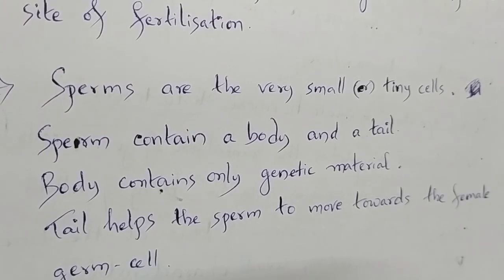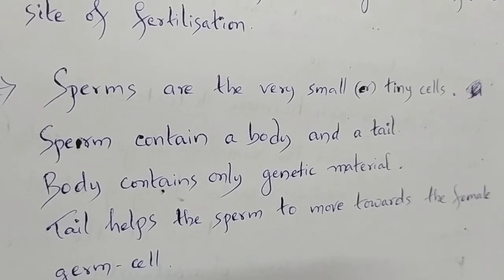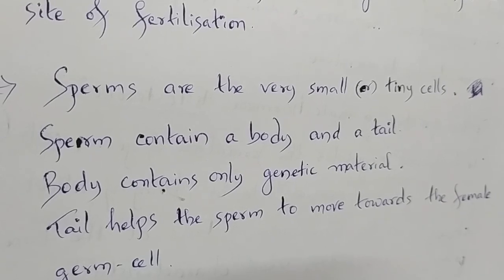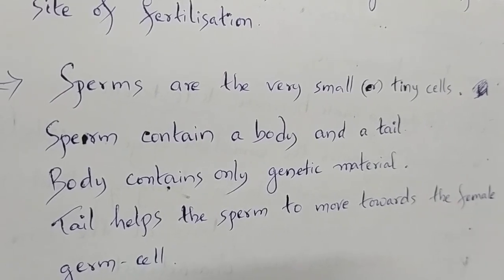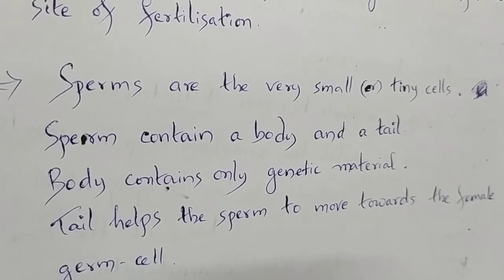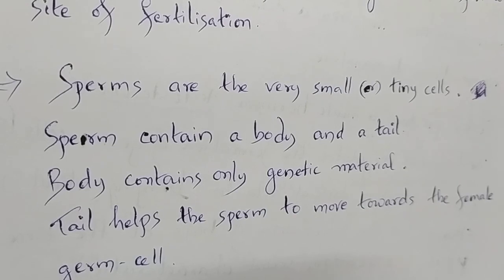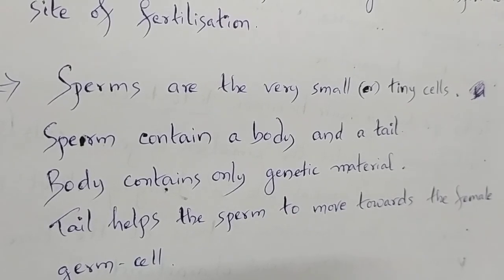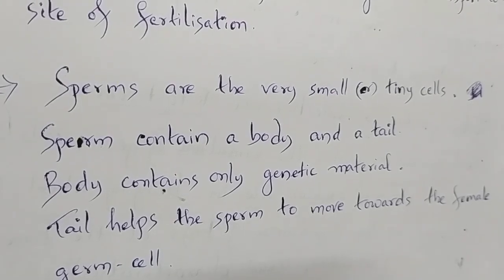This genetic material only will be infused into the egg cell. That's why you say fertilized egg cell, not fertilized sperm cell. The egg cell gets added with the genetic material of the sperm, not the sperm getting added with the genetic material of the egg cell. As such, sperm doesn't contain any other structural materials. It contains only genetic material and a long tail.